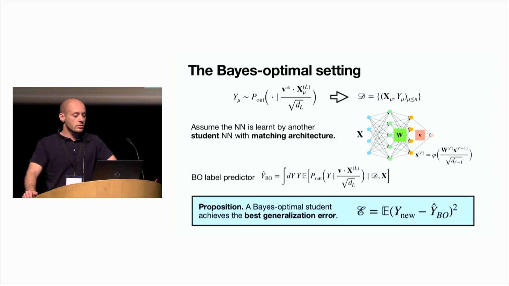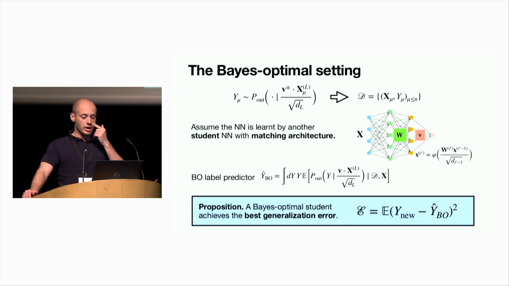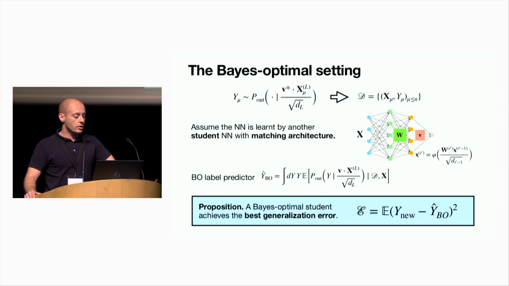As a consequence, the student has access to the Bayes posterior over the teacher network weights, and it can produce this Bayes optimal label predictor that you see here, this y hat BO, that is a posteriori average over the output of the network given the training set. And this is the label predicted for a new unseen input, bold X here, that is not present in the training set. Provably, and this is the theoretical benchmark we are going after, the Bayes optimal student achieves the best generalization error, meaning that it predicts the best possible label for an unseen output.